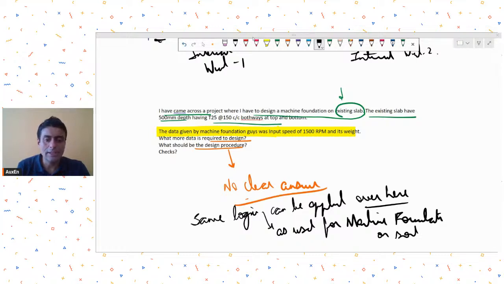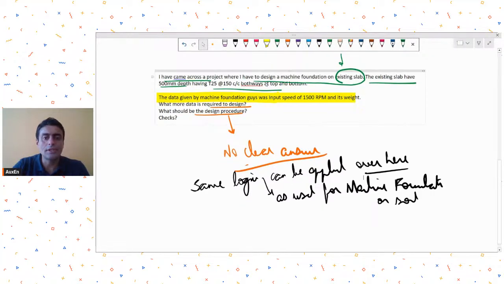And what does that logic say? Okay, by the way, which is the code for machine foundations? Hello. Anyone in the comments, those who are attending this live? Anyone knows which is the code for machine foundations? No one knows. So the code for machine foundations is IS 2974.